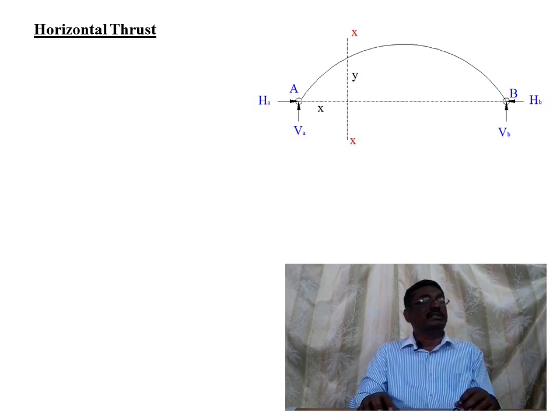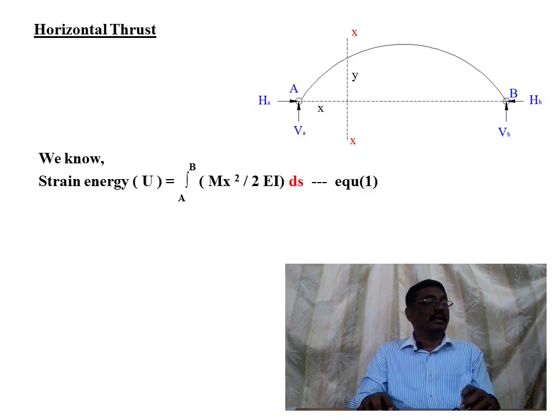We know the strain energy is equal to the integral from A to B of Mx squared by 2EI ds, and let us consider that equation 1. Here the integration is between the supports A and B. Integration has to be carried out along the arch axis. Mx is the moment at any section x, and the integral operator is ds, in the sense that the integration has to be operated along the axis.